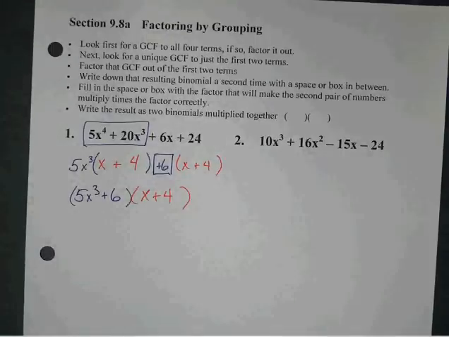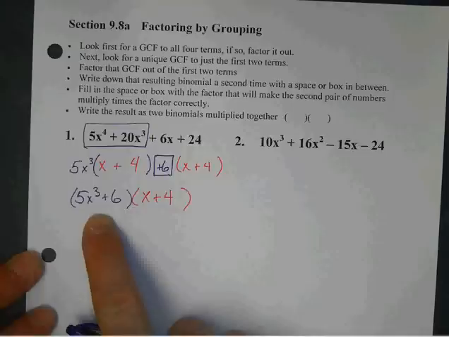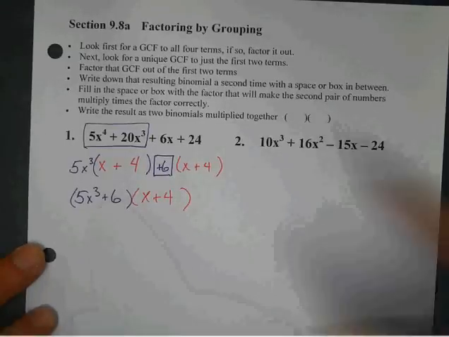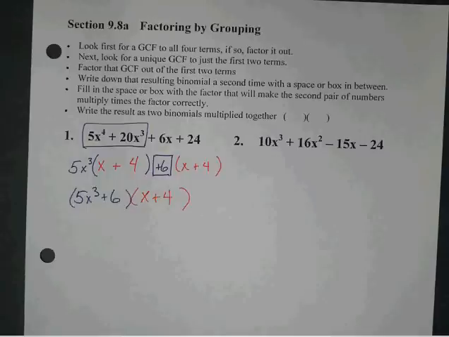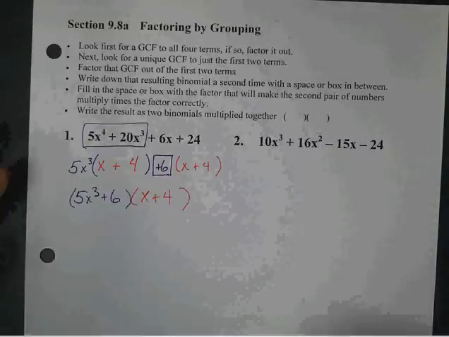Now we analyze, and we say, can anything be taken further? Can we factor x plus 4? No. Can we factor 5x cubed plus 6? No. So in this case, we're done. But sometimes, Drew, you're going to get to a point where you may end up with something like x squared minus 9. And you know x squared minus 9 could be x plus 3, x minus 3. So we have to just keep our eyes out for those kind of things.